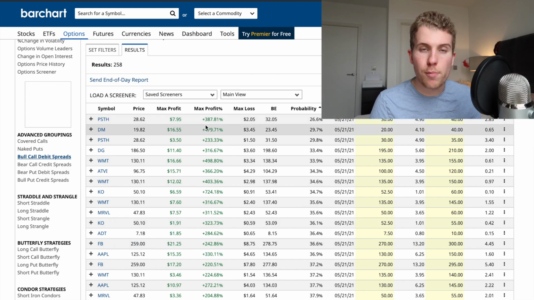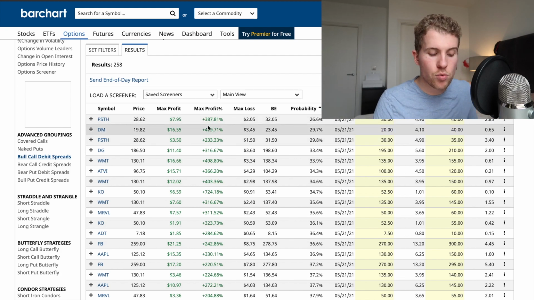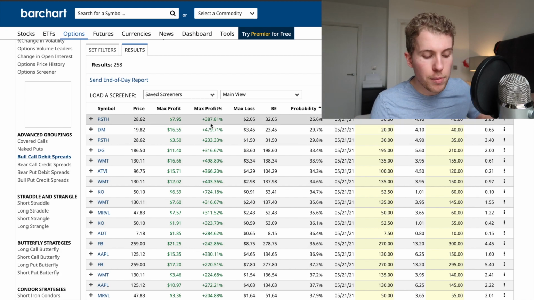Then we see the max profit in terms of percentage, meaning that this max profit in terms of percentage represents how much you could actually make based on how much you could actually lose. And this is the max profit that you could make. You could make 387% on that trade maximum.